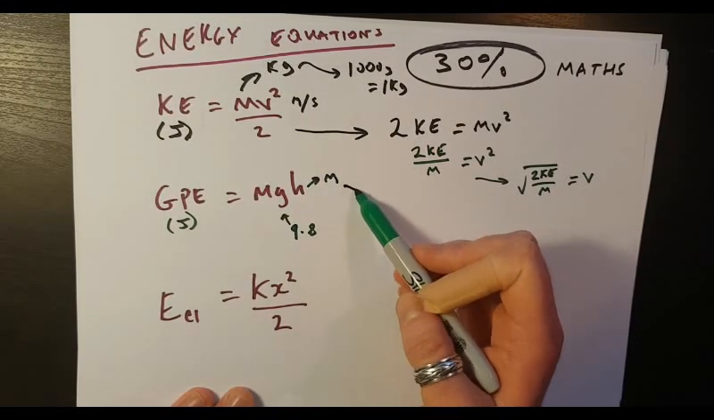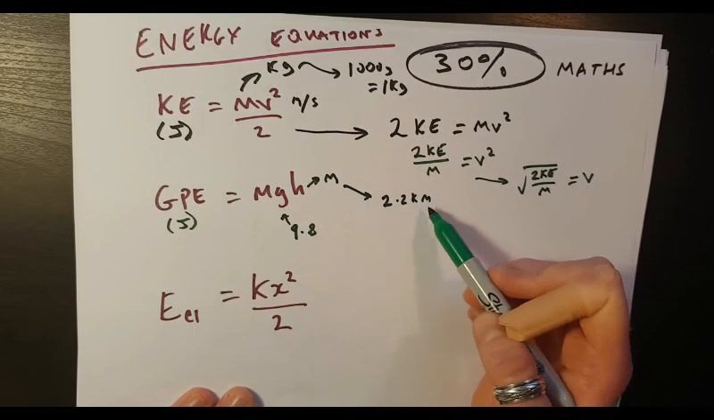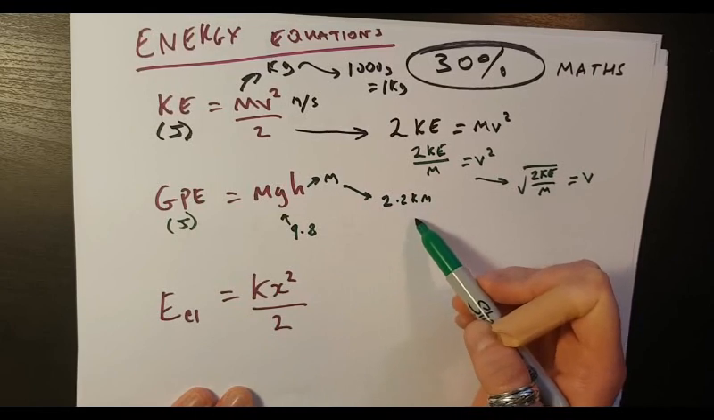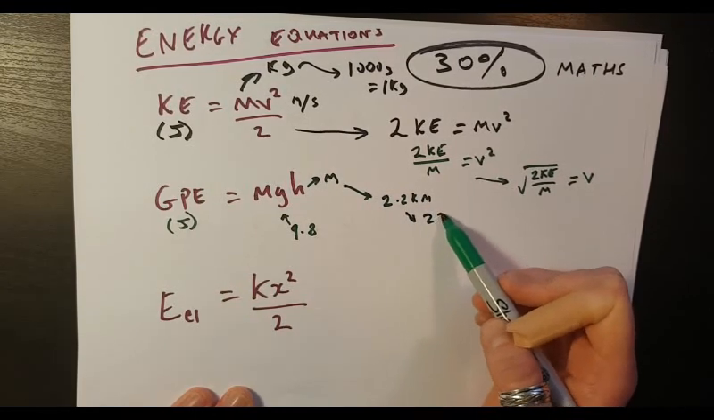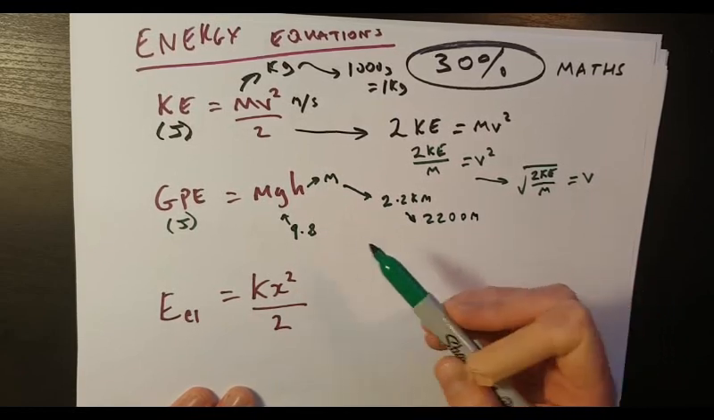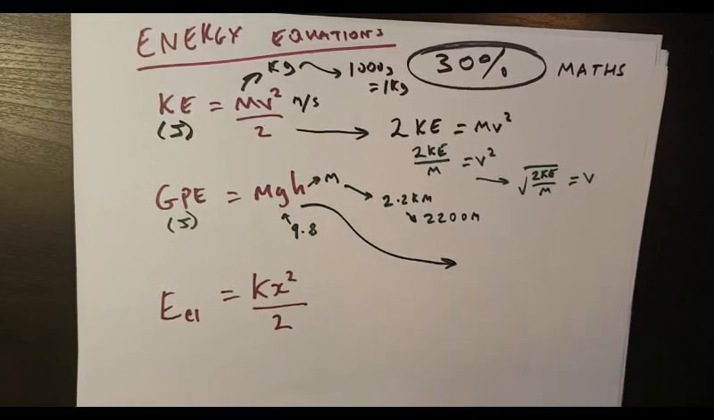Well, if they say that something is 2.2 kilometers, well, there's 1,000 meters in 1 kilometer. So if they say it's 2.2 kilometers, you need to know that that's 2,200 meters. Then you could use that in the equation. So let's try and rearrange this now.